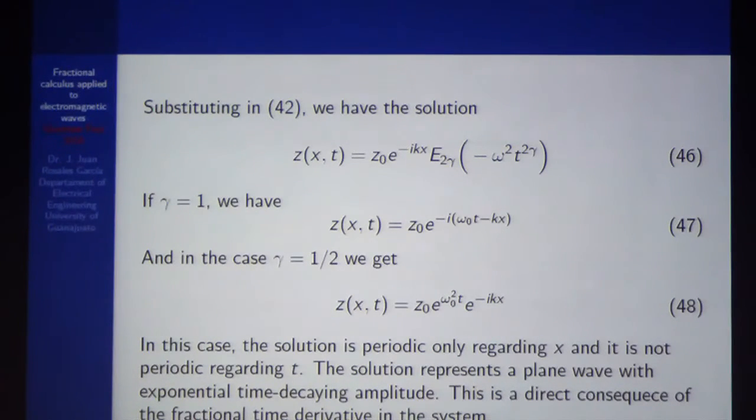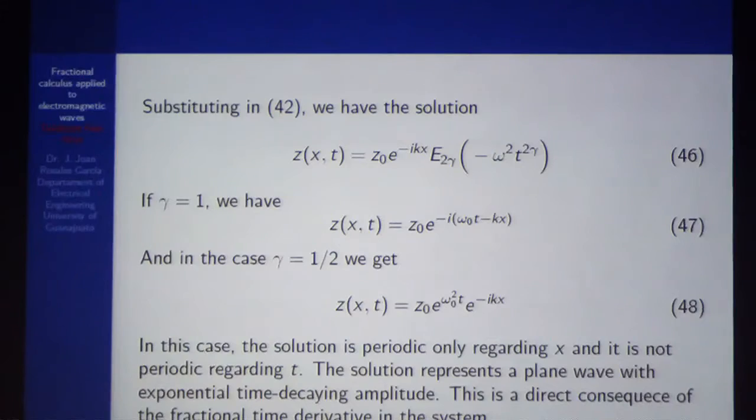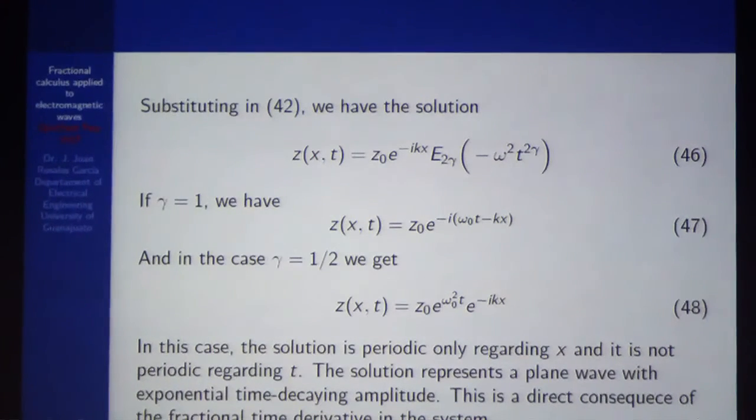If we fractionalize the derivative in the equations, we lose periodicity in time. Similar will be the case if we take the fractional space derivative and we keep the time derivative.